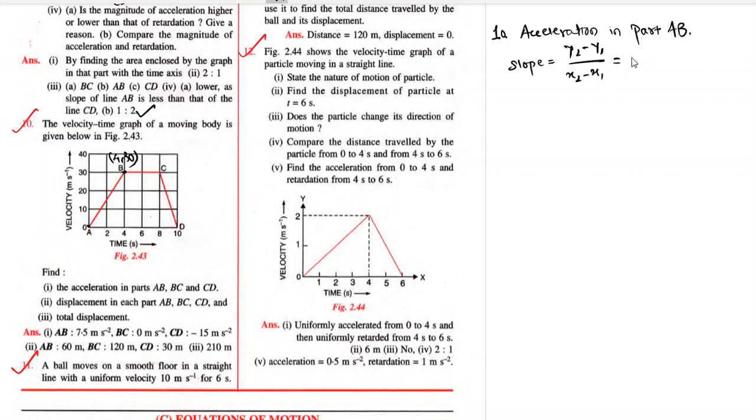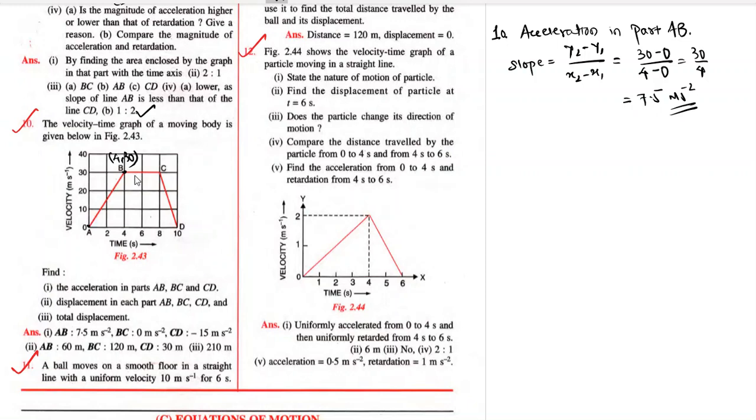So what is y2 minus y1? 30 minus 0 upon what is x2 minus x1? 4 minus 0. Right? Now this is very clear to you. So we get 30 by 4, which is 15 by 2, 7.5 meter per second square. That's the acceleration in part AB.